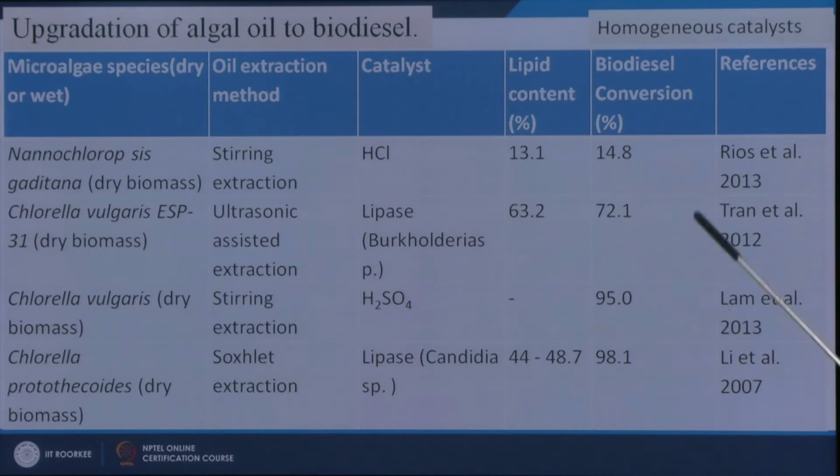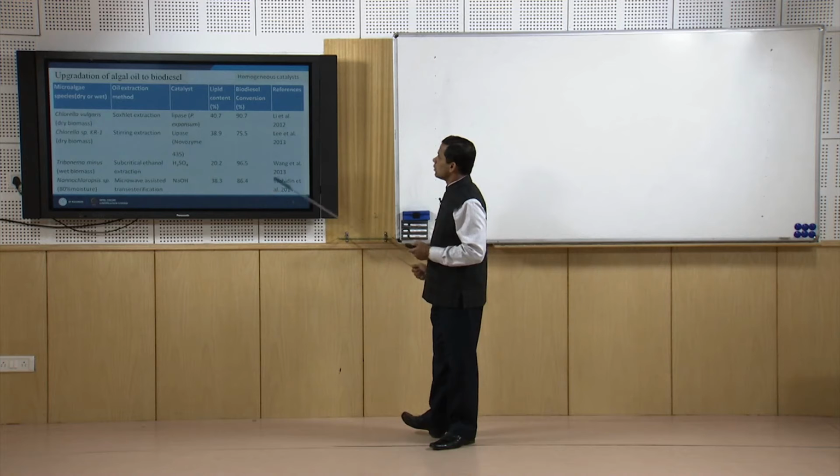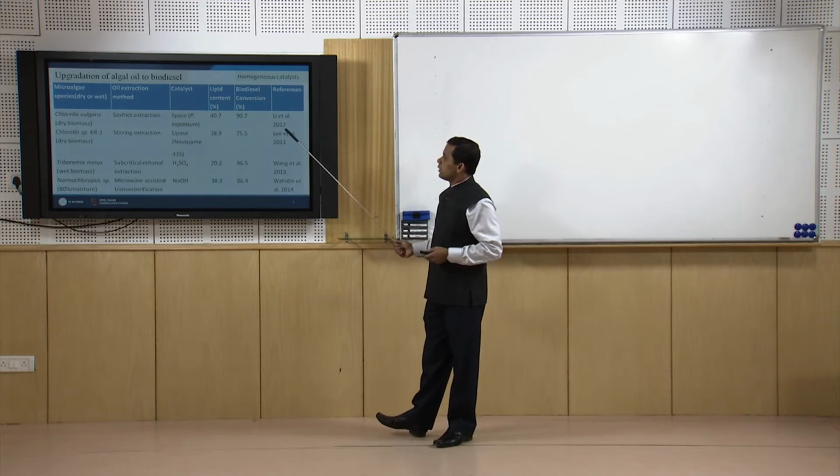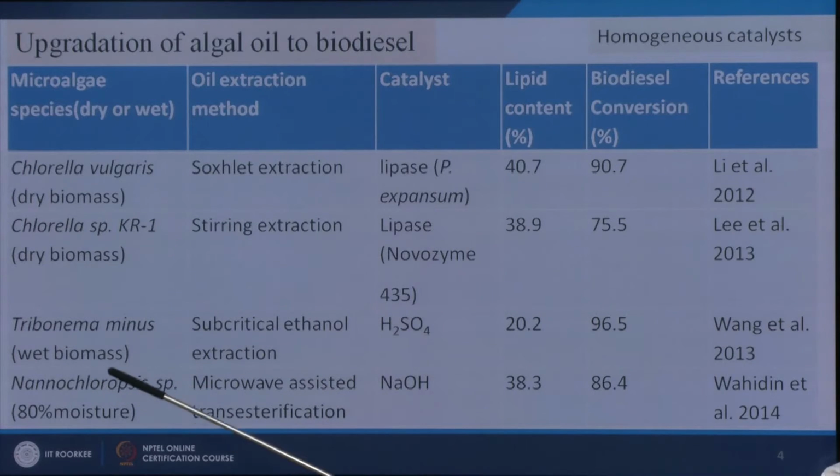So there is wide variation of biodiesel production depending upon the name of the microalgae, depending upon the catalyst used, and depending upon their lipid content, etc. And the oil extraction methods are also different. Some other homogeneous catalysts reported are presented in this slide. Here also we get different types of microalgal strains, different types of oil extraction method like Soxhlet apparatus, stirring extraction, subcritical ethanol extraction, and microwave assisted transesterification, this is another. So here biodiesel conversion is also different.